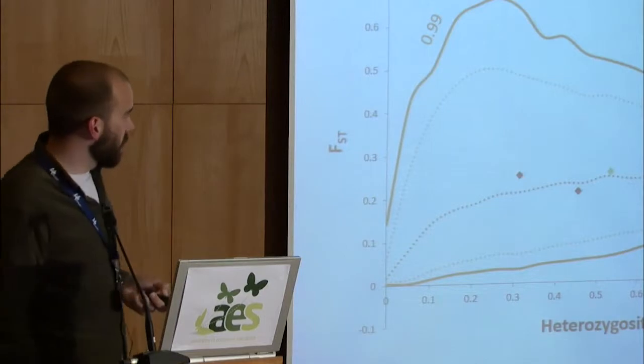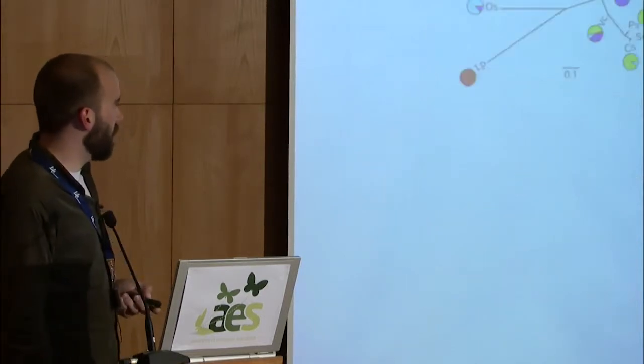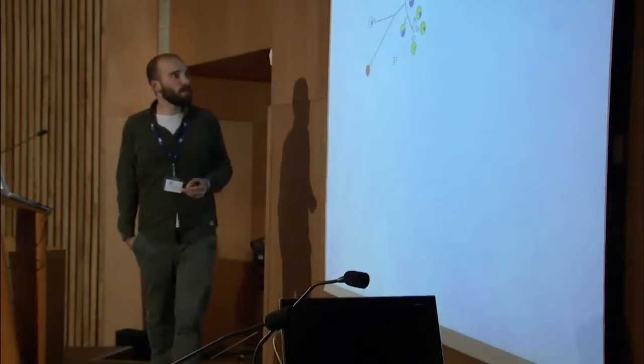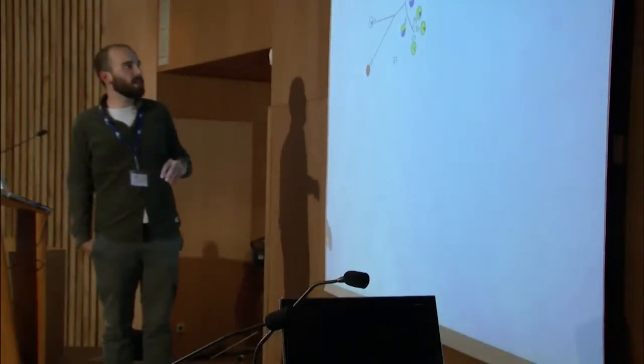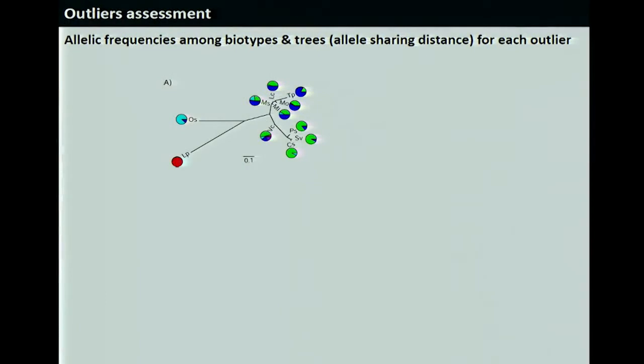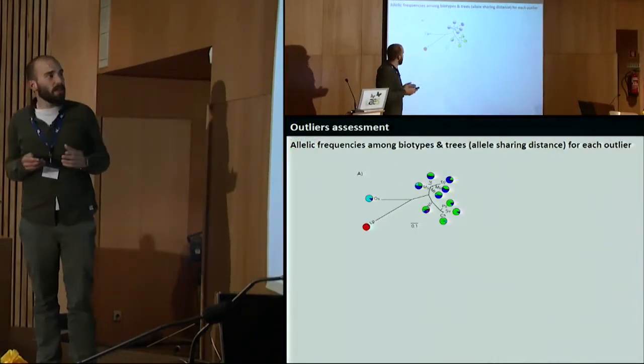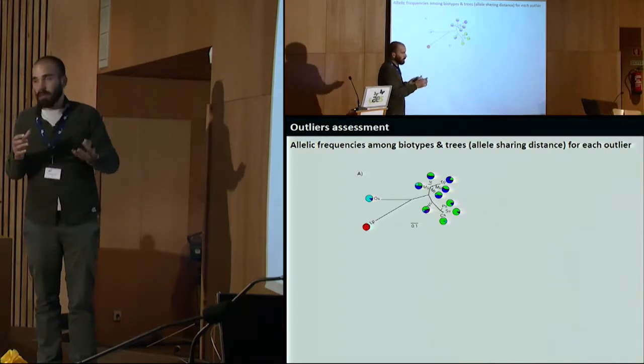To tackle this question, we performed trees for each of these outliers. Trees based on allele sharing distance. So those trees here can segregate the different biotypes, okay? And we then looked at the allelic frequencies in each biotype. These are the diagrams depicted here. And for this analysis, we took the 11 biotypes.